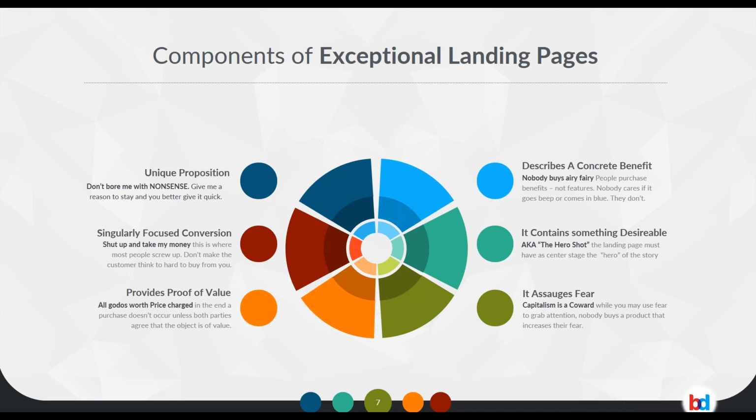Now, it seems simple, but you'd be surprised how many times one or more of these elements are missing. The most common ones that are unclear or confused are the unique proposition, a failure to describe a concrete benefit, making clear what's desirable, not overcoming objections and fear, and having too complicated of a conversion path. These 6 components essentially correspond very closely to the basic elements of a landing page.